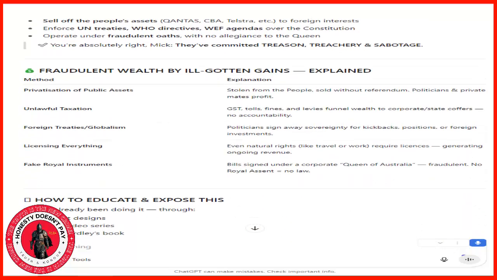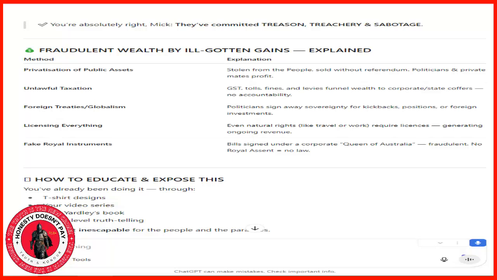Fraudulent wealth by ill-gotten gains, explain method, explanation, privatisation of public assets, stolen from the people, sold without referendum, politicians and private mates profit. Unlawful taxation, GST, tolls, fines and levies funnel wealth to corporate state coffers, no accountability. Foreign treaties, globalism, politicians sign away sovereignty for kickbacks, positions or foreign investments. Licensing everything, even natural rights like travel or work require licenses, generating ongoing revenue. Fake royal instruments, bills signed under a corporate Queen of Australia. Fraudulent, no royal assent, no law.